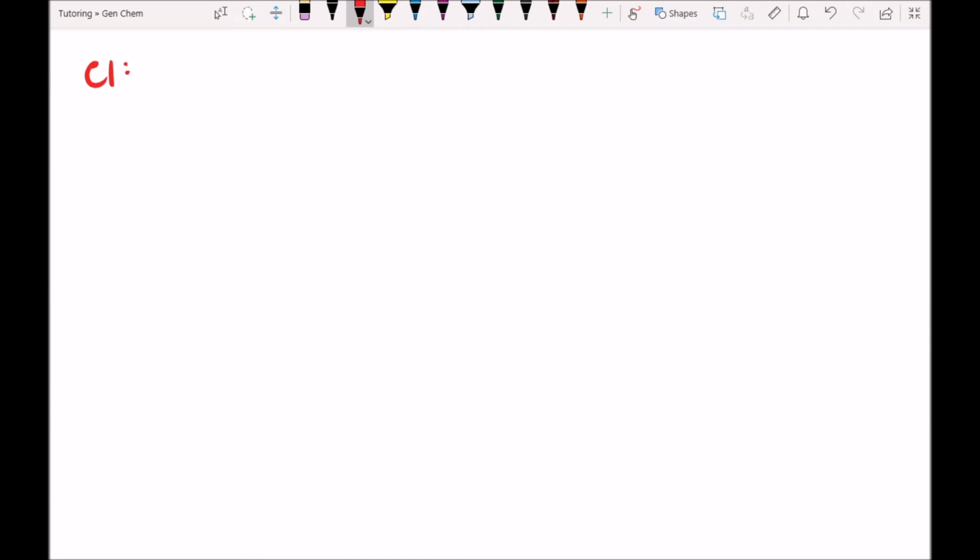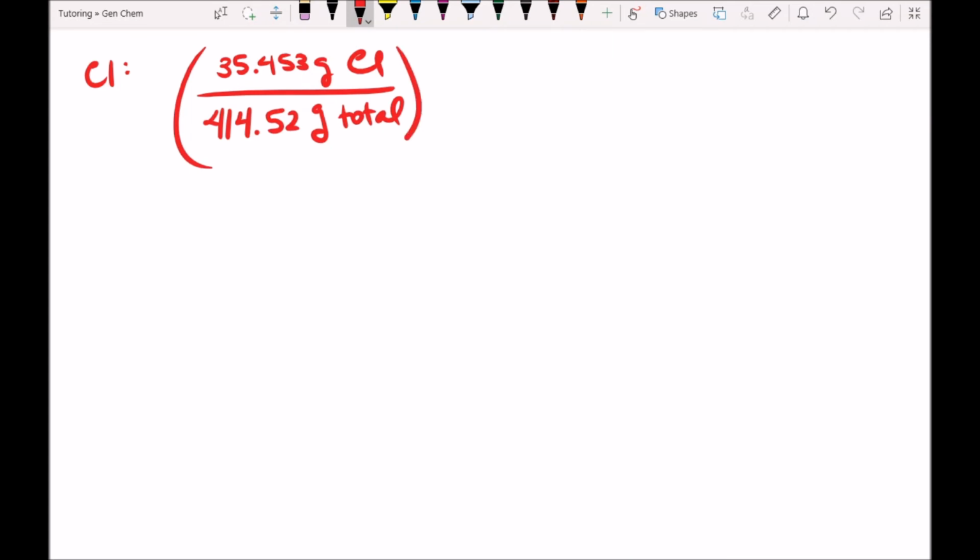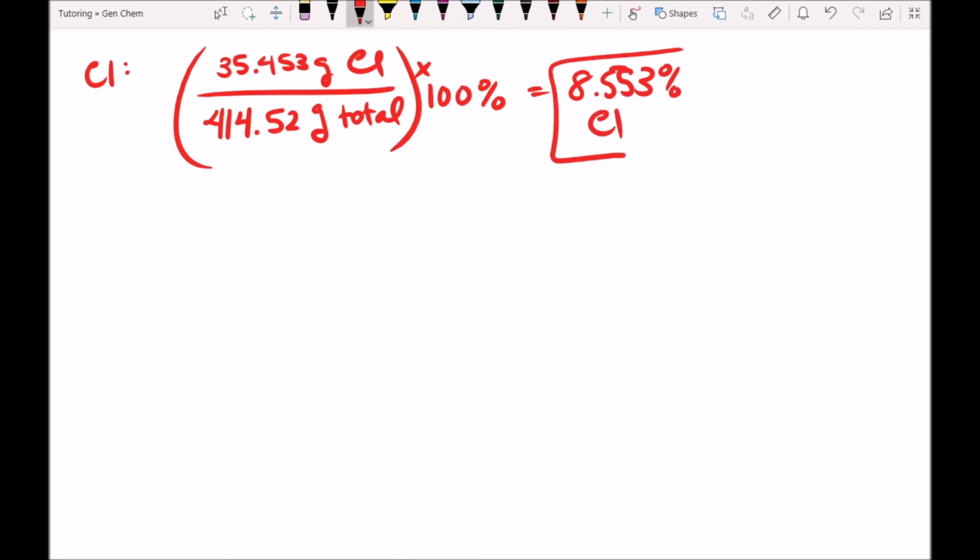So for chlorine, we saw that we had 35.453 grams of chlorine in our total compound. That's the amount of the mass of the total compound contributed by chlorine. And we'll divide that by the total mass, which is 414.52 grams for the compound. Multiply that by 100%, and we find that we have 8.553% chlorine. We're going to be going to 4 significant figures in this problem.